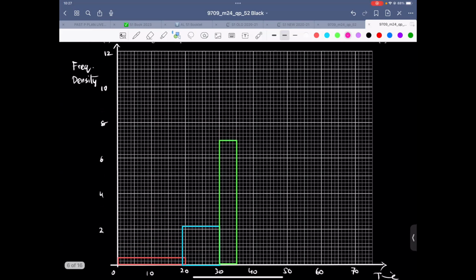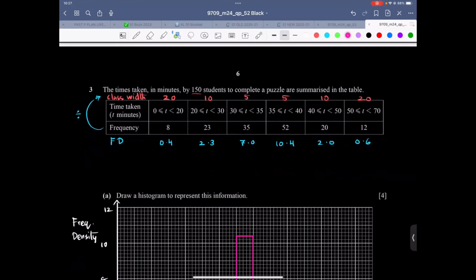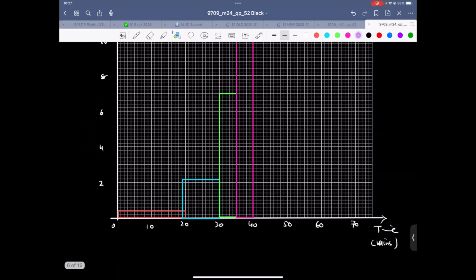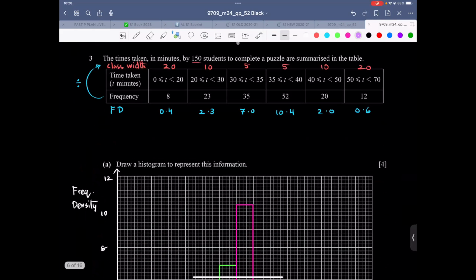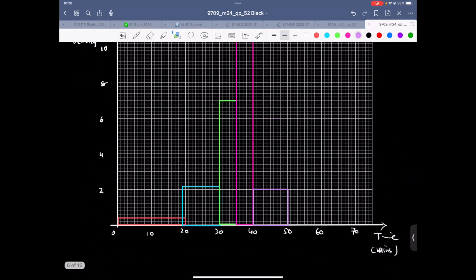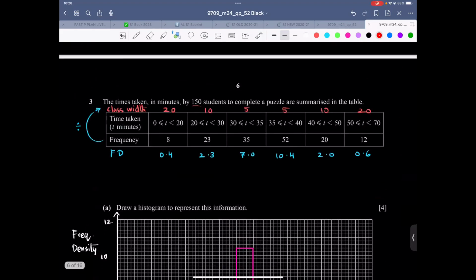35 to 40 is 10.4. So this is 10, 10.2, 10.4. Okay, and the last one, no, not the last one. 40 to 50 is 2. And now the last one, 50 to 70 is 0.6. And that's how this colorful histogram is made.